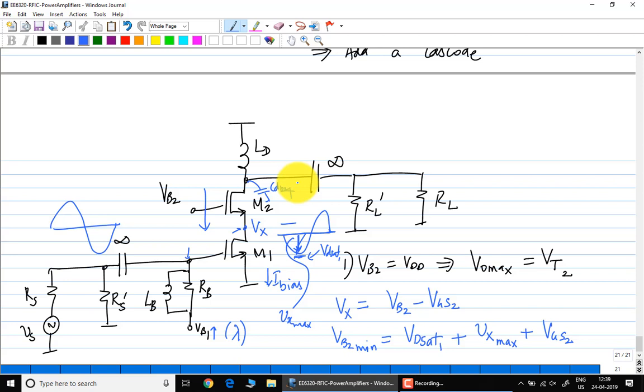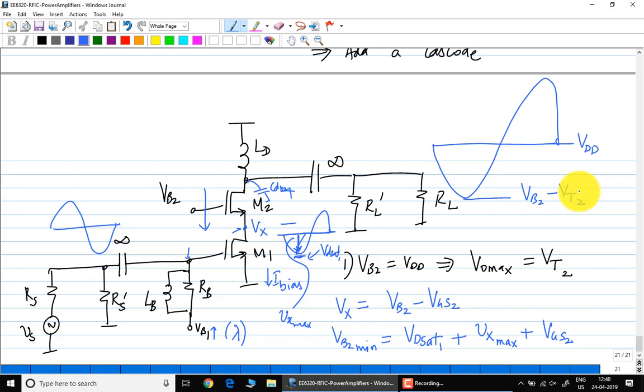Okay, so now the output swing. What is the maximum output swing? If you look at the output, it is biased at VDD. What is the minimum voltage at the output? It should be such that M2 does not go into triode, correct? What is that condition? This minimum voltage is VB2 minus VT2. Earlier it was VDD minus VT2 because you blindly connected to VDD. Now it is VB2 minus VT2.